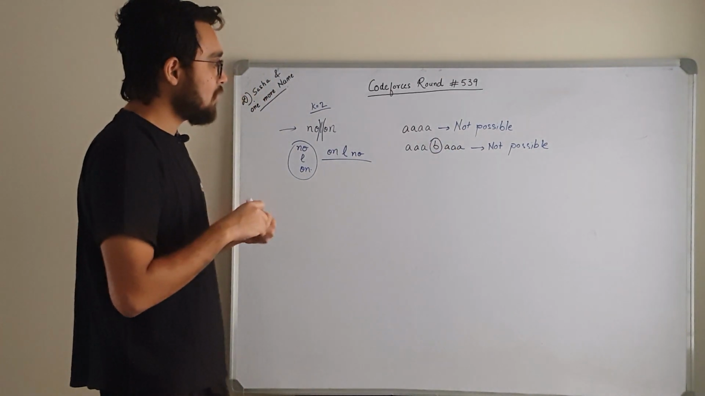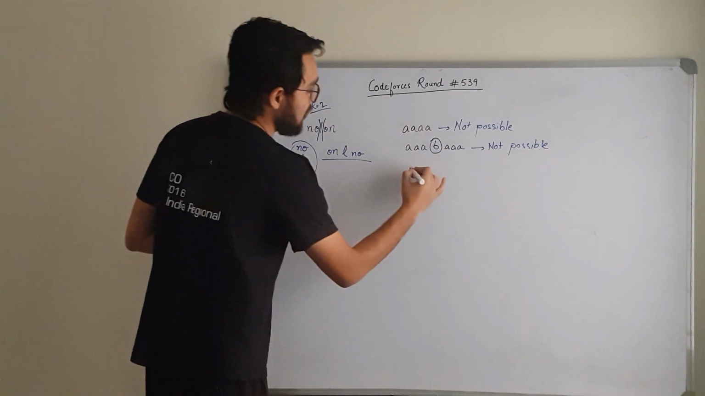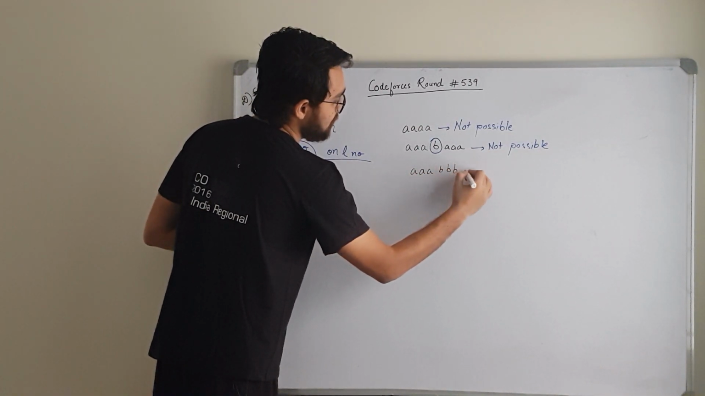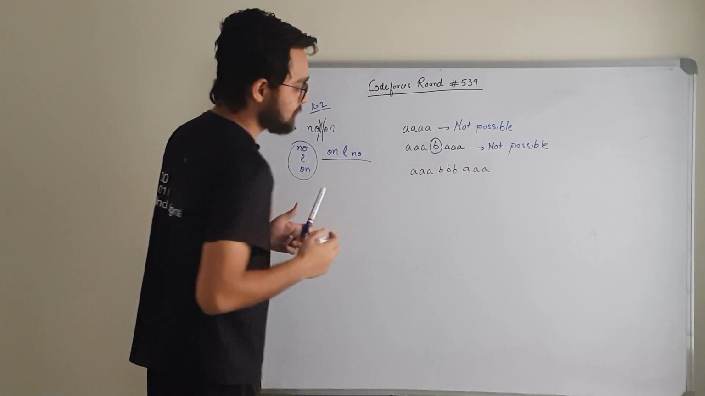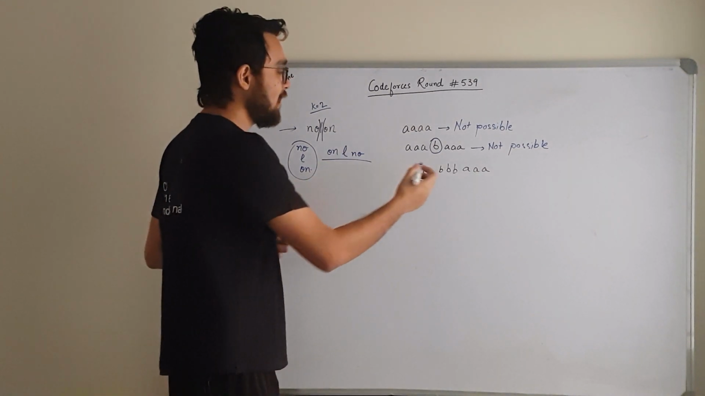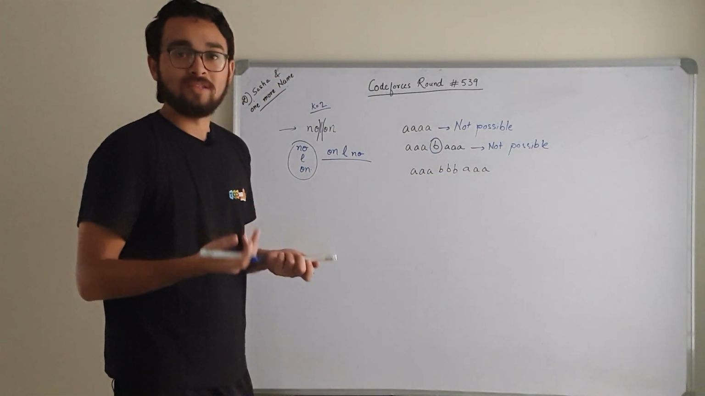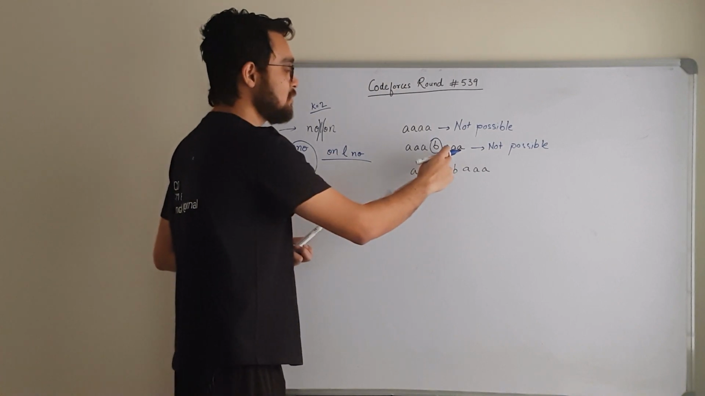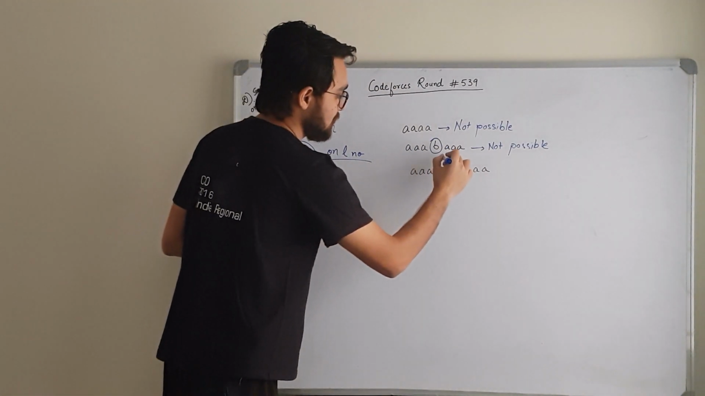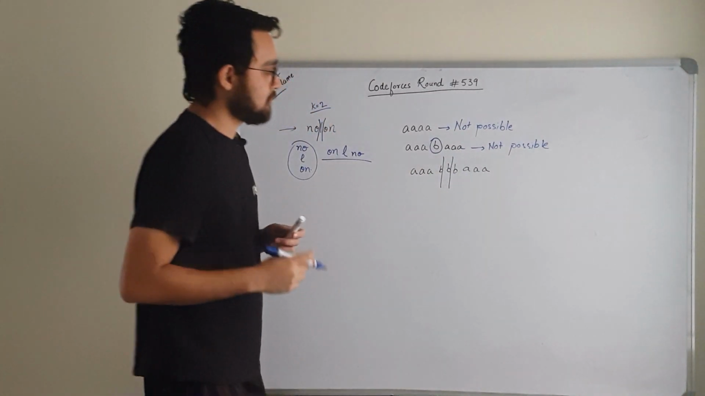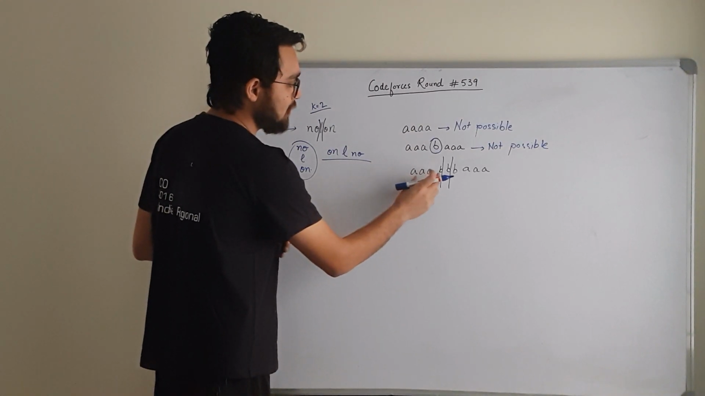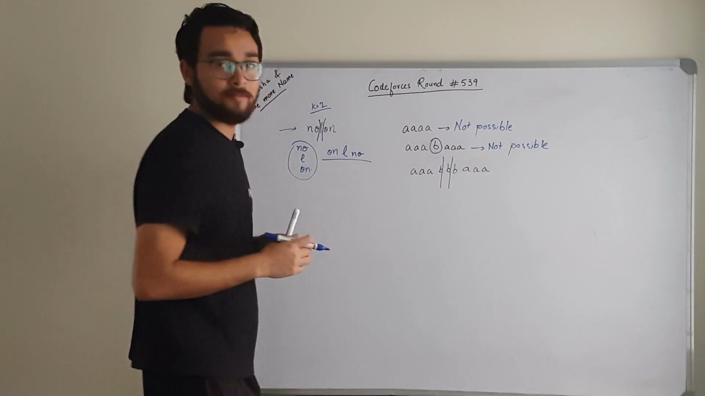Now let us look into some other things, like if you have a string like triple A, triple B and then triple A. As I said, if you have an element with odd frequency, it should form the center, right? So we know that this B should form the center. So if I cut it like this, what do we have? We have a triple A B, we have a B, and a B triple A.